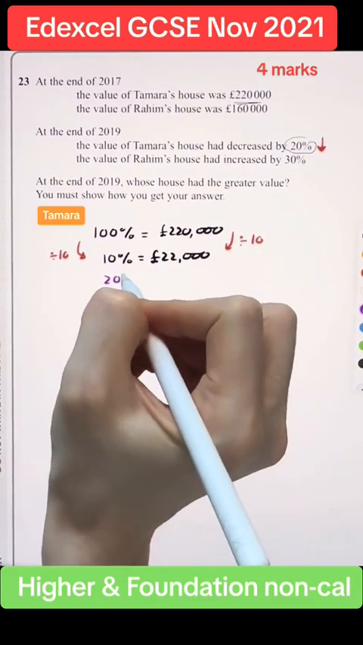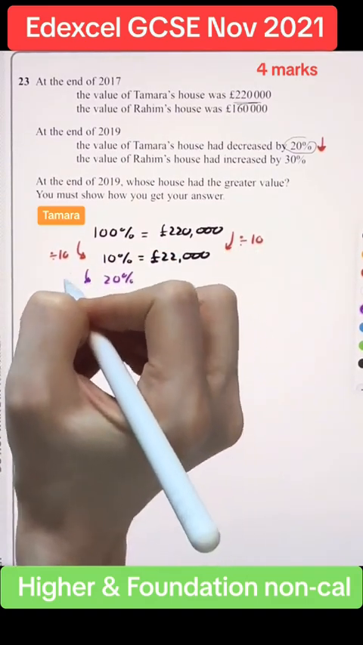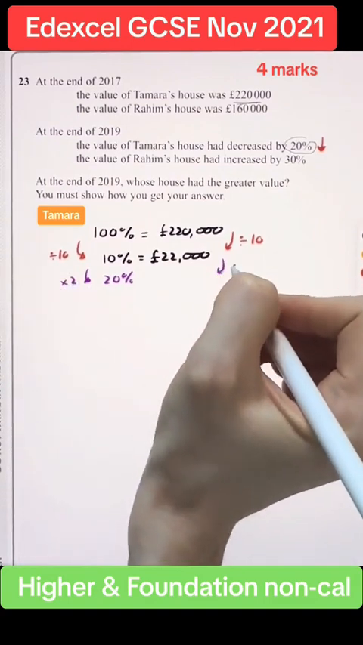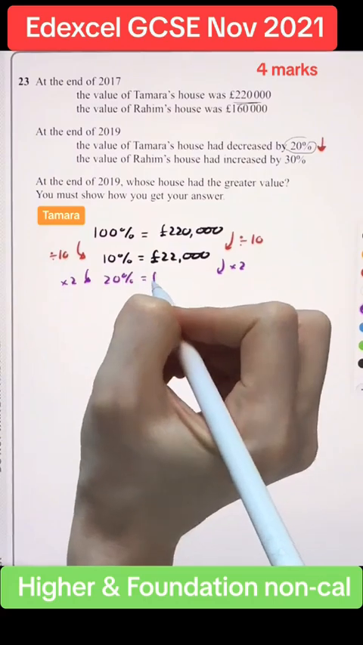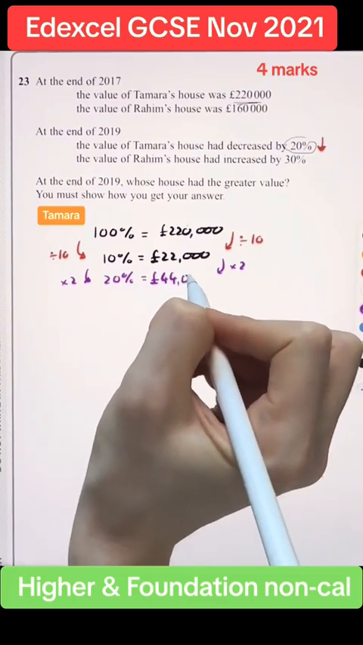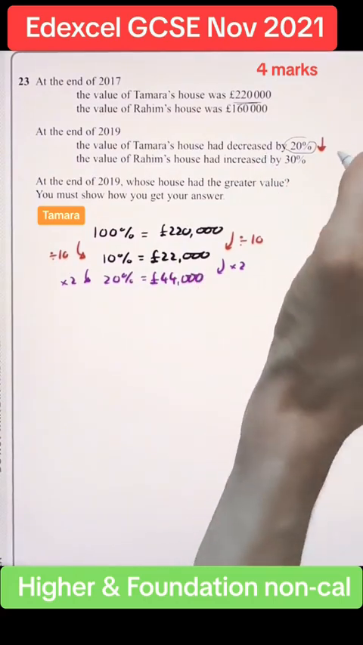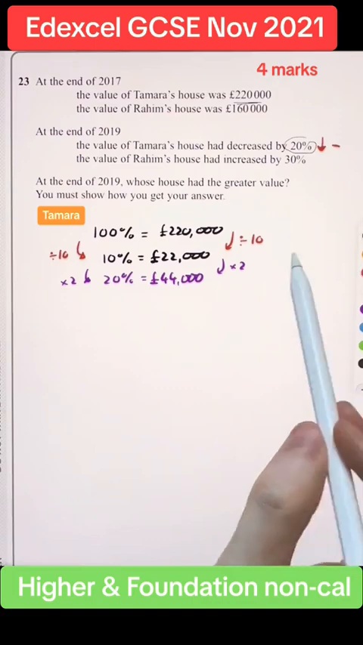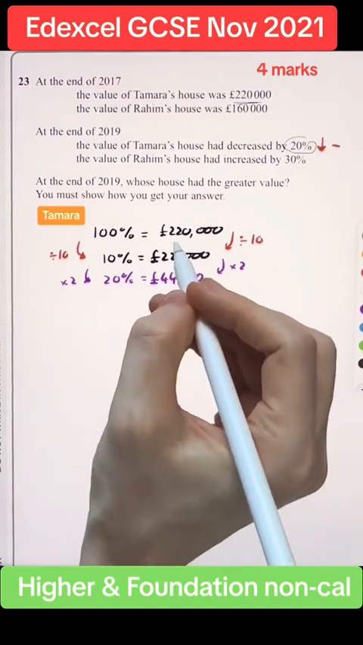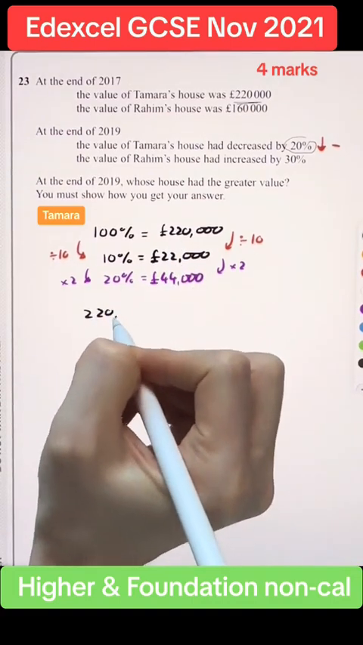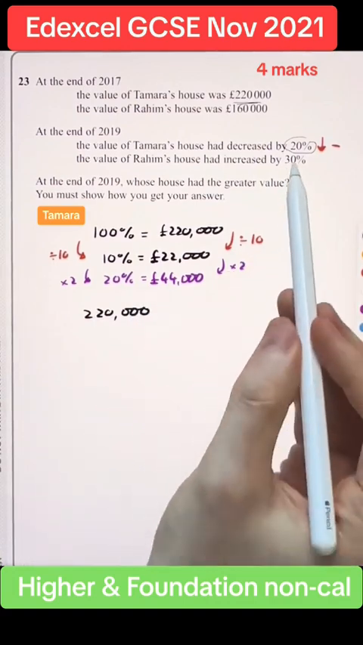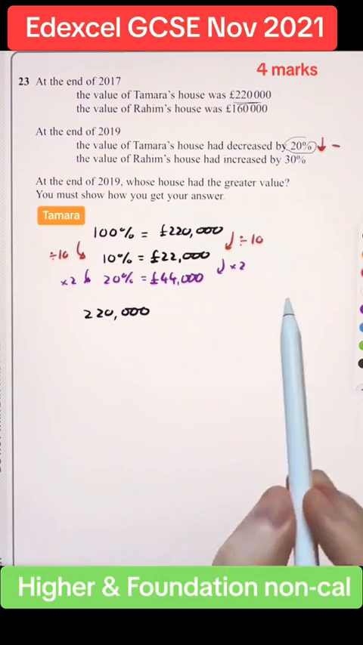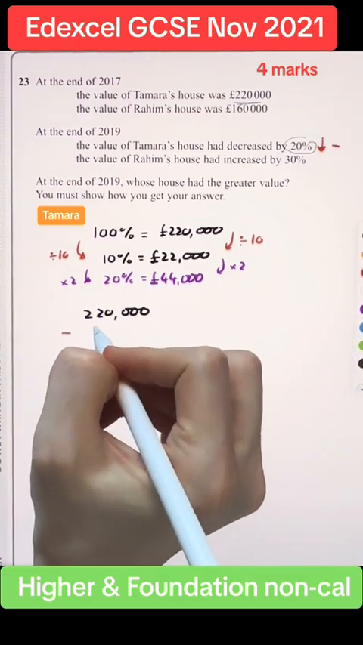What have I done to 10% to get to 20%? Well, I've timesed it by 2. Hence, do the same to the right to keep it equivalent. And 22,000 times 2 will give us 44,000. As we are told that Tamara's house had decreased by 20%, we're going to subtract 20% from its original value. So originally, at the end of 2017, it was worth 220,000. It's decreased by 20%. We know 20% is this 44,000. So I'm going to now subtract the 44,000.